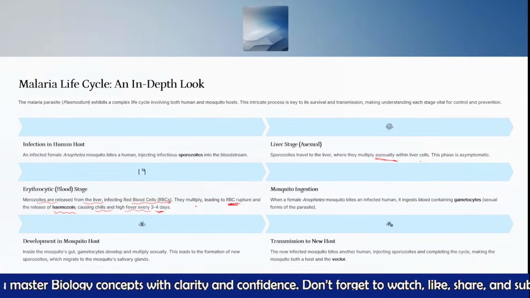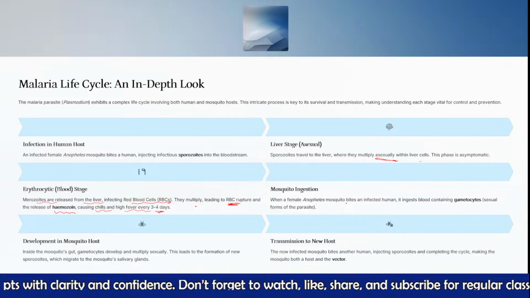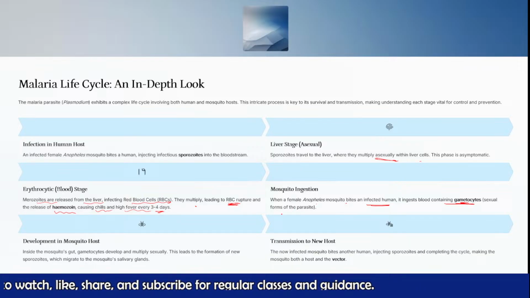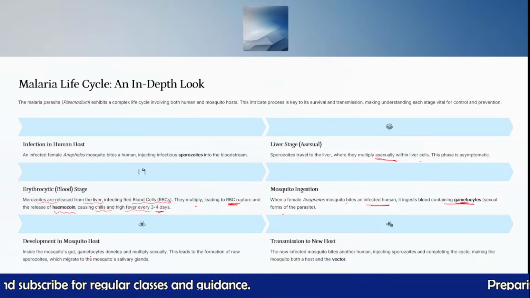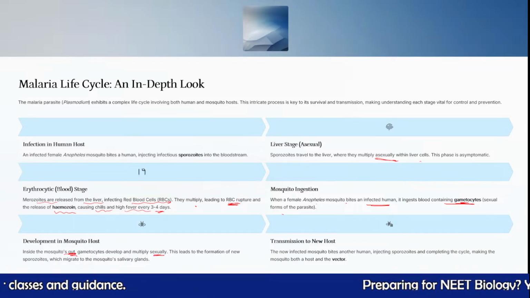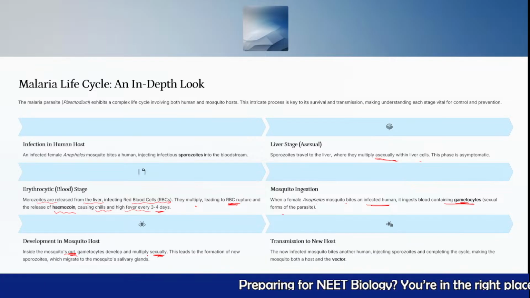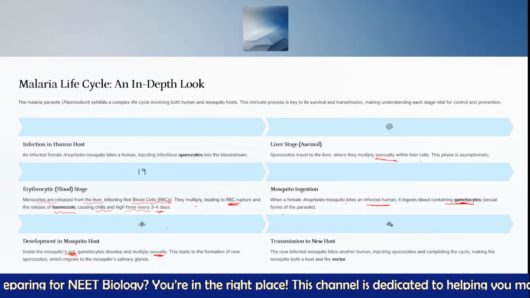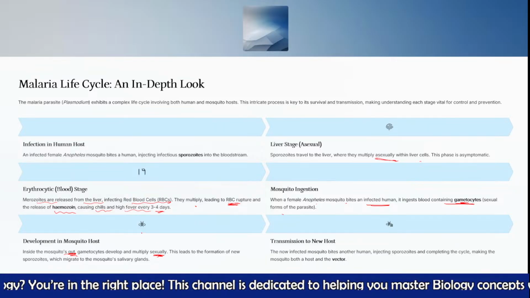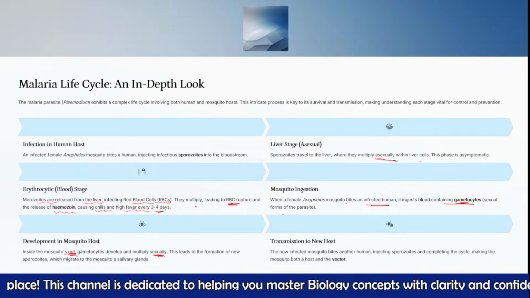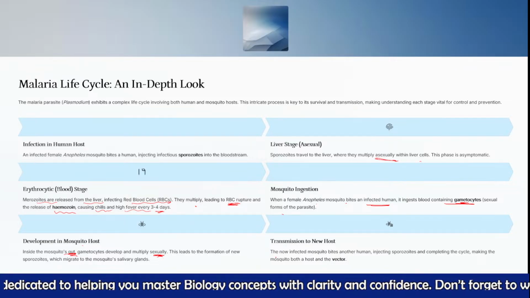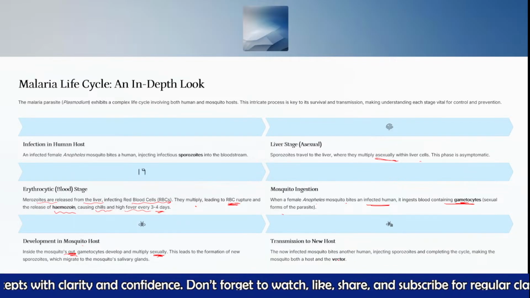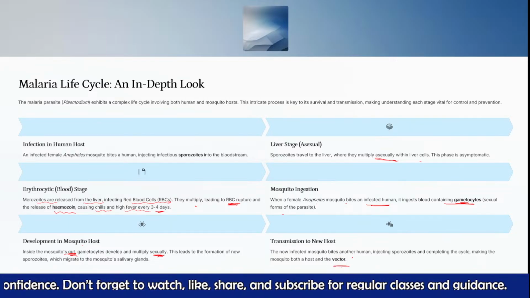Then when a female Anopheles mosquito bites an infected human, it ingests the blood containing gametocytes. These go to the gut of the mosquito where they multiply sexually. That is why the sexual reproduction part is in the primary host, the mosquito, and the asexual reproduction part is in the secondary host, the human body. In the gut of the mosquito, they reproduce sexually and produce sporozoites. Some sporozoites escape from the gut and move towards the salivary gland, ready for the next transmission. So malaria is a vector-borne disease.